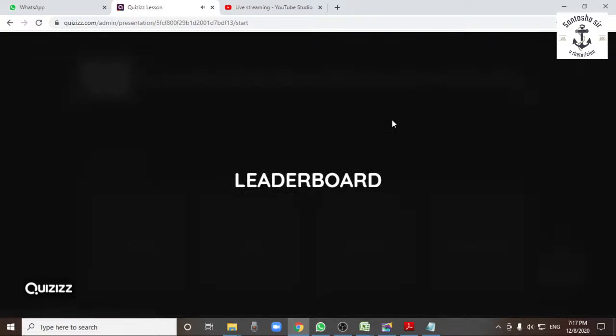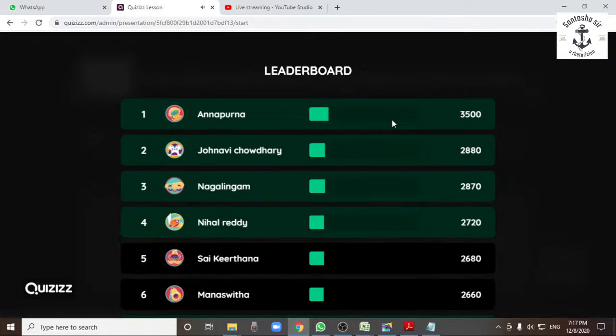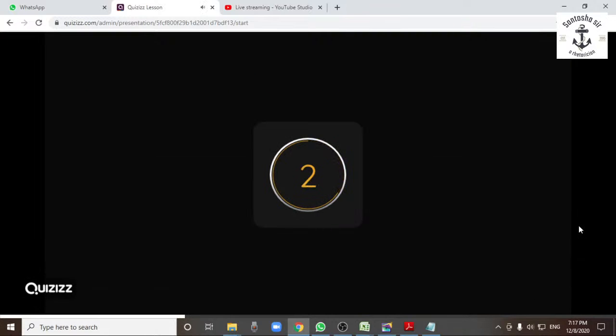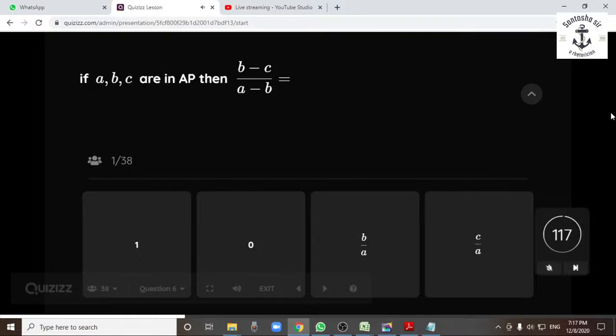Let's check the scores if there is any change. Yes, we have Annapurna on the top, followed by Jahnavi Chaudhary, Nagalingam, Nihal. 8 members answered this right. Moving on to the next question. Here comes the mathematics question. If A, B, C are in AP, then (B minus C) by (A minus B) equals what?